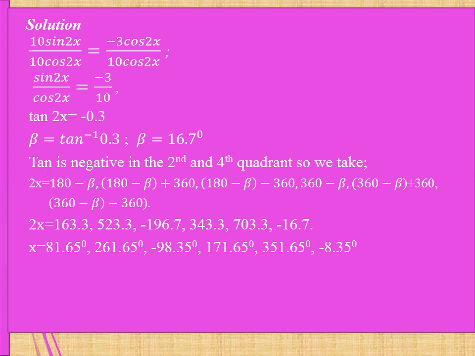So x is 81.65, 261.65, negative 98.35, 171.65, 351.65, and negative 8.35.